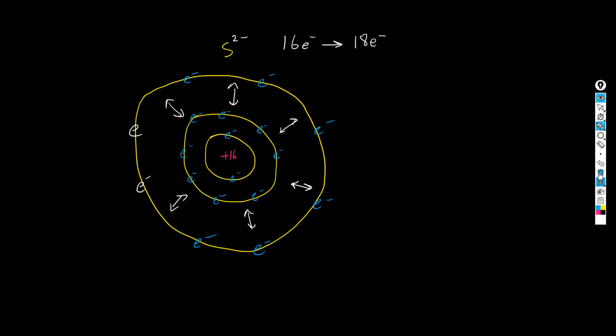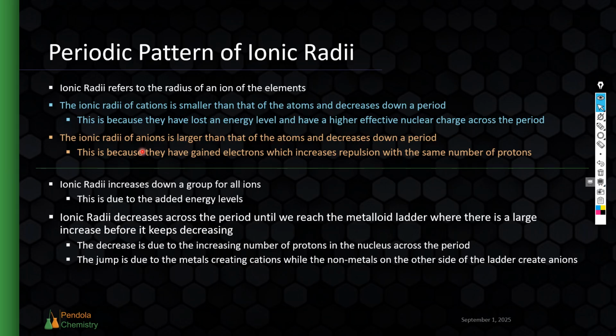All right? So that's what we mean when we say, let's go back to this, that the ionic radius of the anion is larger than that of the atom because of the added repulsion and the same number of protons. Positive charges don't increase, but negatives do, which causes more repulsion between the electrons. And this is going to decrease as we go down the period. Again, I haven't mentioned this a lot.